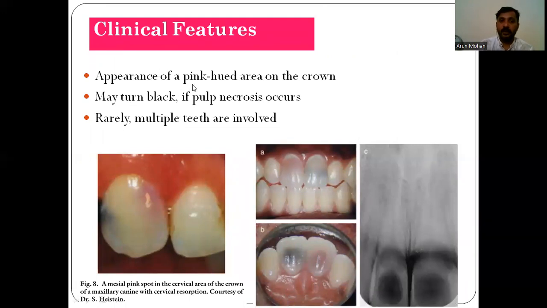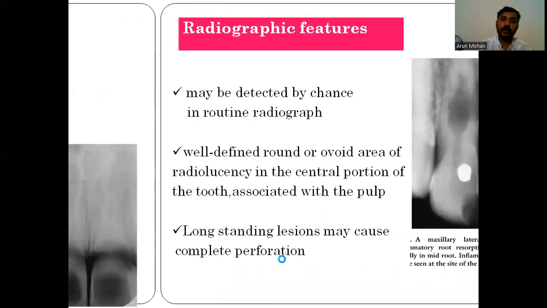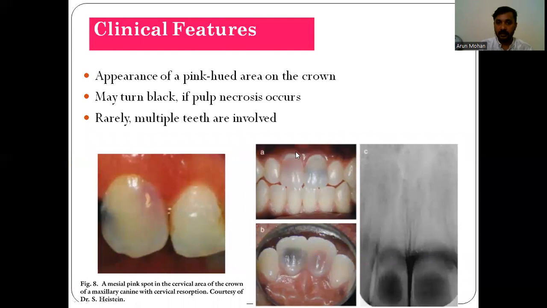Clinically, a pink hue area will be seen on the crown. It keeps on progressing, and if the pulp undergoes necrosis, instead of the granulation tissue, it will show black color instead of the pinkish hue. You can see here, clinically we can see one pink tooth, and the left central incisor shows a blackish color because there is already necrosis of the tooth surface. And in the radiograph, we can identify both these teeth have undergone internal resorption.